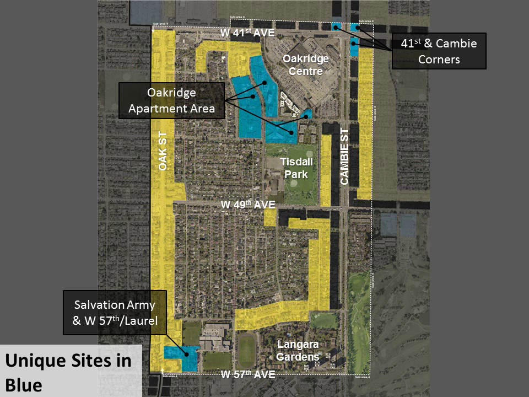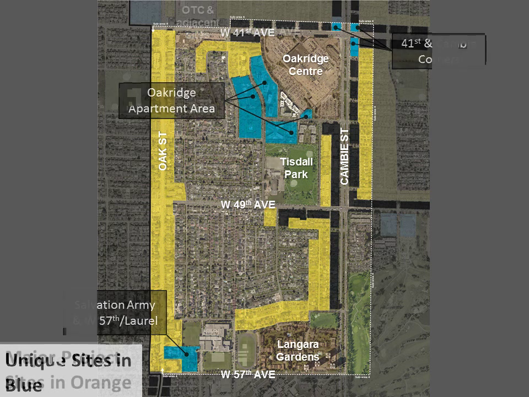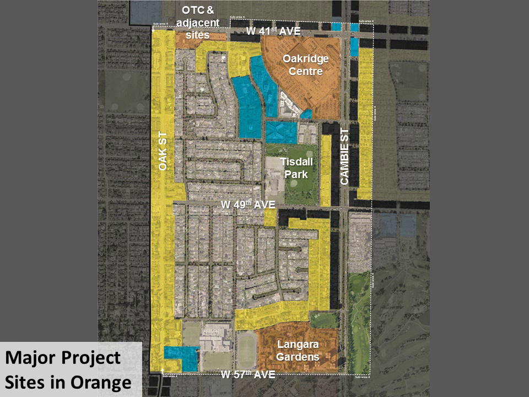This slide shows the key areas we're discussing at this workshop, in yellow and in blue. This neighborhood also includes major project sites, shown in orange. These are not the focus of discussion at these Phase 3 workshops, as they're addressed through their own comprehensive planning processes.